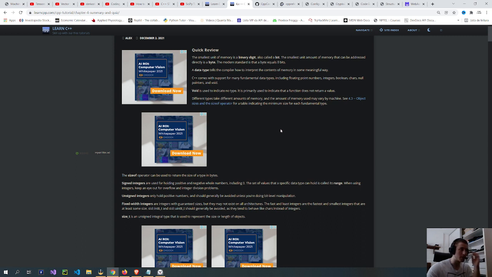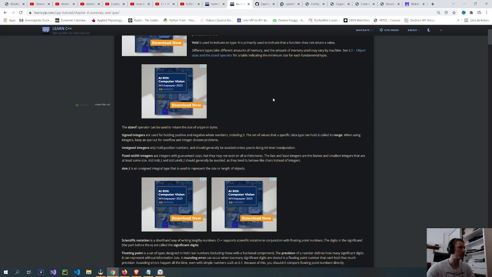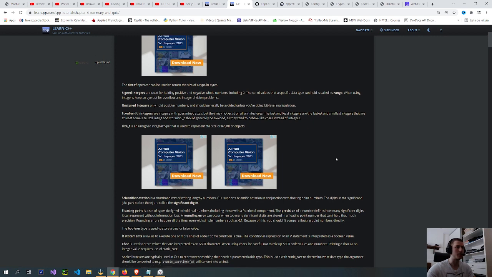Different types take different amounts of memory, and the amount of memory used may vary by machine. The sizeof operator can be used to return the size of a type in bytes. Signed integers are used for holding positive and negative whole numbers, including 0. The set of values that a specific data type can hold is also called its range.